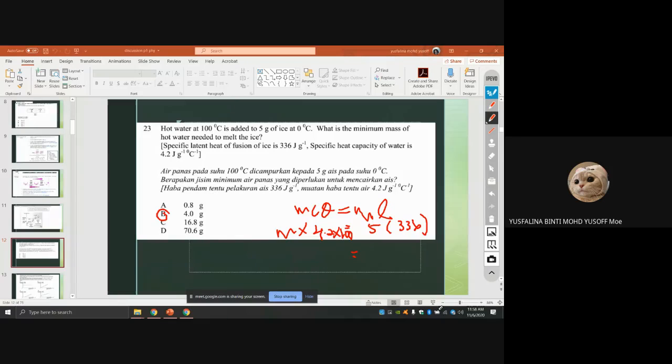So mc theta equals ml. The m you need to find is the mass of hot water. C is 4.2. Theta is the change of temperature, so 100 minus 0. And then m is the mass of the ice, so 5. 336 is the specific latent heat of the ice to change it to water. So the answer is 4. Alright, so we move on to the next question.